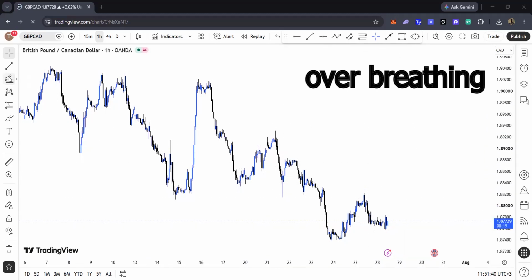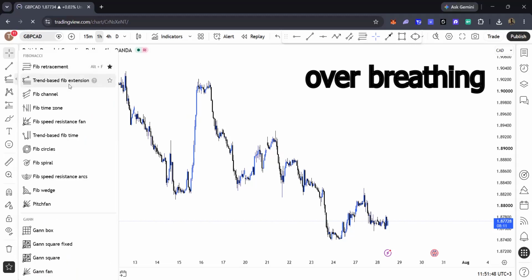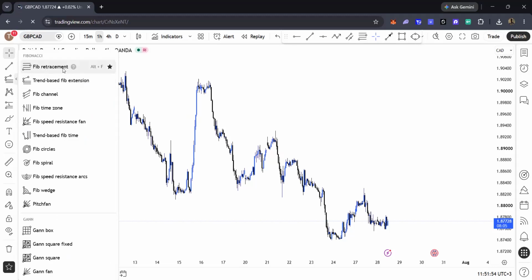So we shall be using the tool that is found here at this left menu under Fibonacci. When you click here, you see there is a Trend-Based Fib Extension Tool, this one, and it's the one that we are going to use. Yes, there's another way I use the Fibonacci retracement tool for take profits, but today I'll show you this one.